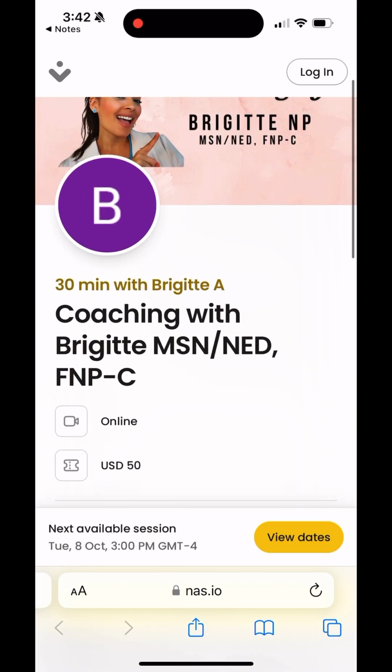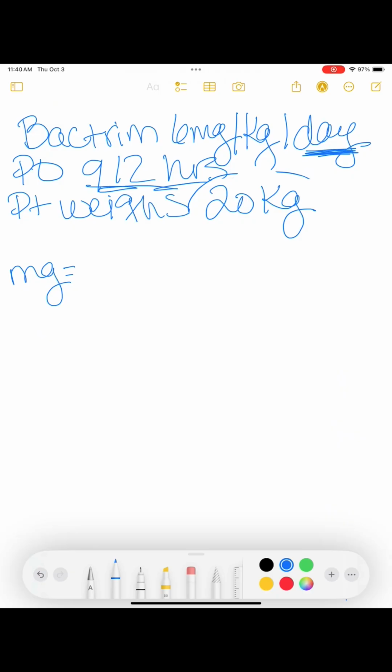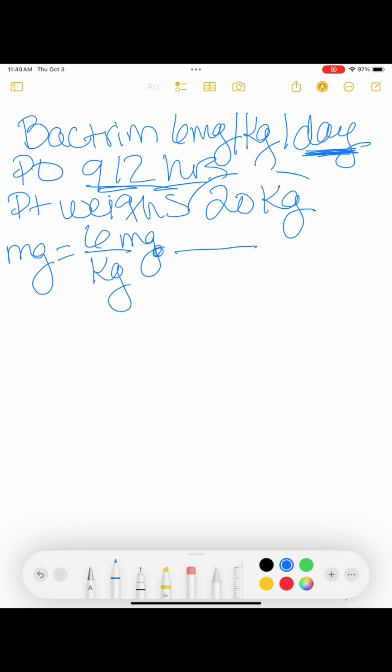So when you're setting up a dimensional analysis problem, you always want to write on the left-hand side, before the equal sign, what you're looking for. And we are looking for milligrams. So milligrams equals, and then you're looking for the part of the equation that has milligrams in it, and you're going to put that at the top as the numerator of the fraction. So we have 6 milligrams per kilogram.